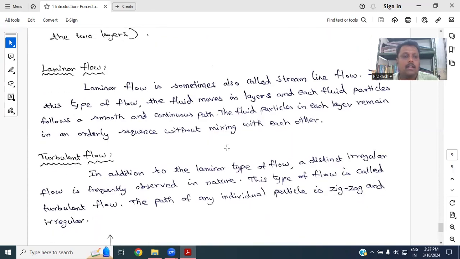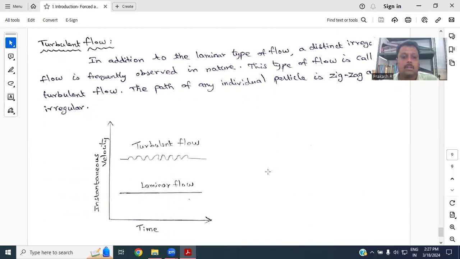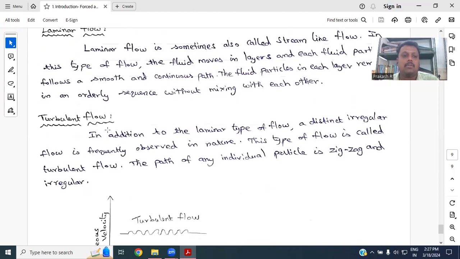Okay. And the next term will be laminar flow and turbulent flow. We already studied this in the fluid mechanics subject itself. When the fluid flow follows a smooth and continuous path, it is called laminar flow. If the fluid follows an irregular, zigzag path, it is called turbulent flow. So turbulent flow will always have a higher velocity compared to laminar flow.